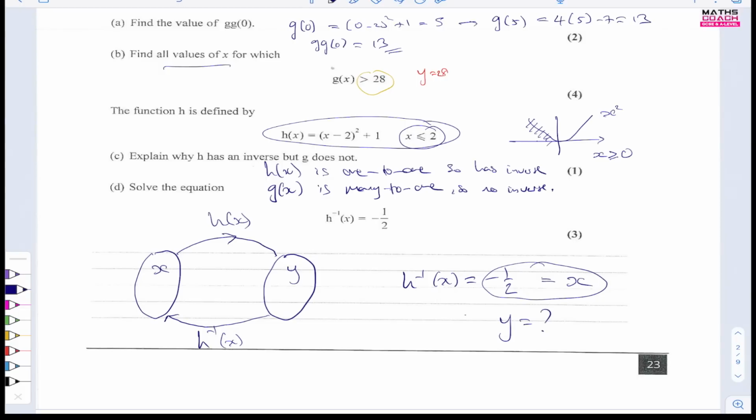So where do we substitute minus a half into then, in that case? Into h of x, into the original function. So therefore the answer to this would be h of minus a half. So sub that into your equation. So that's 5 minus 5 over 2 squared plus 1, you should get 7.25 for the answer.